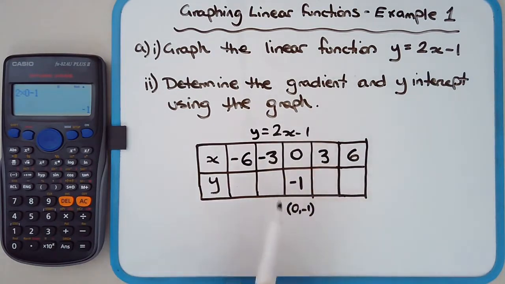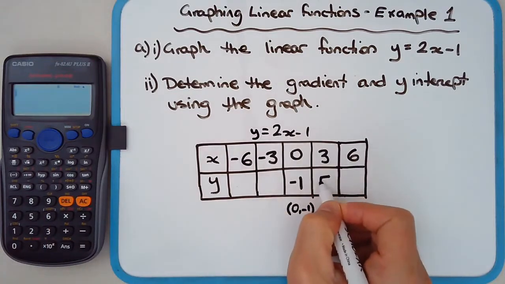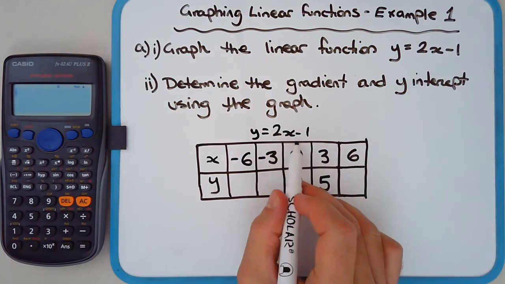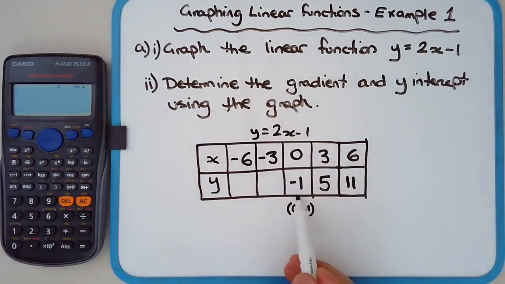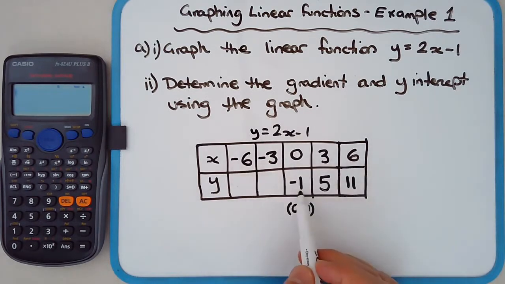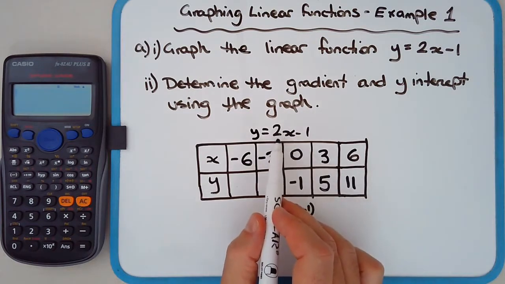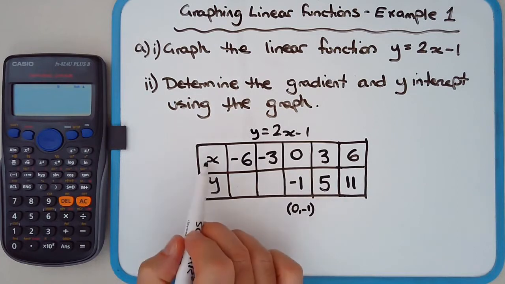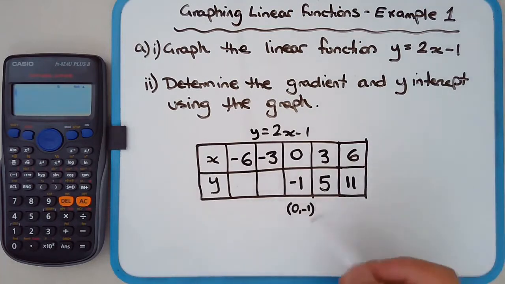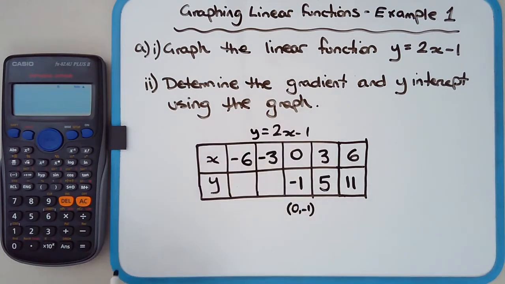Okay, so let's fill out the rest. When x is equal to 3, 2 times 3 is 6, 6 minus 1 is 5. What about when x equals 6? 2 times 6 is 12, 12 minus 1 is 11. Notice that the x values are all going up by a set amount, by 3. The y values are going up by 6. That's what the gradient is. In fact, that's exactly what the gradient is. It's the rate of change of y compared to x. So as x is going up by a set amount, y is in fact going up by double that amount. That's why this 2 is there. It describes what is happening to y.